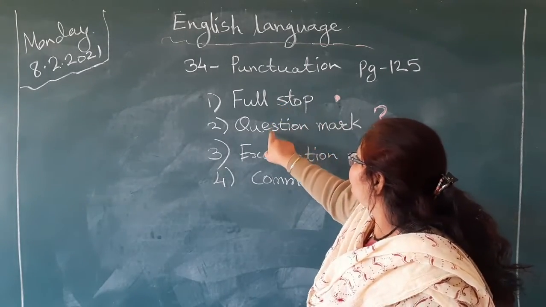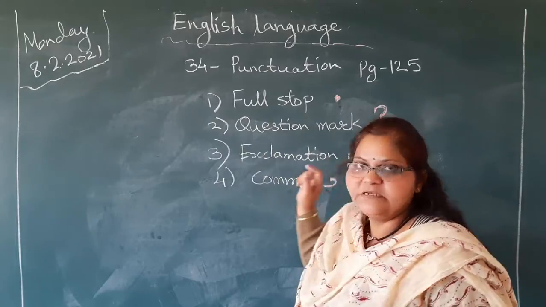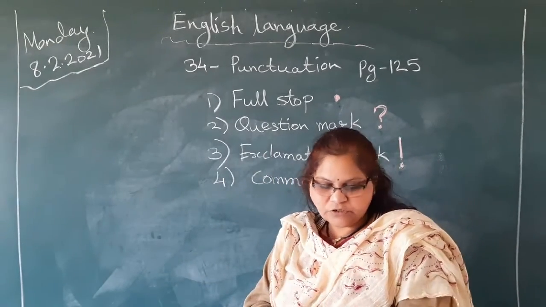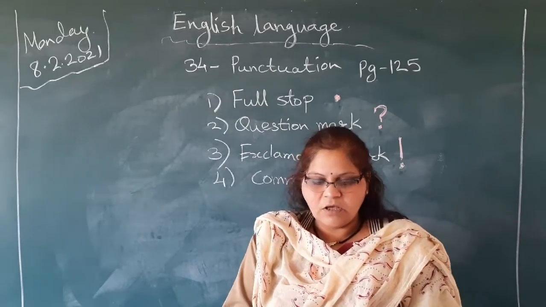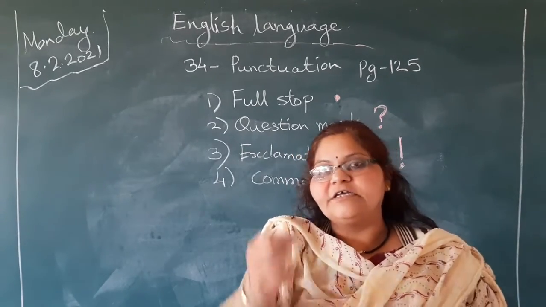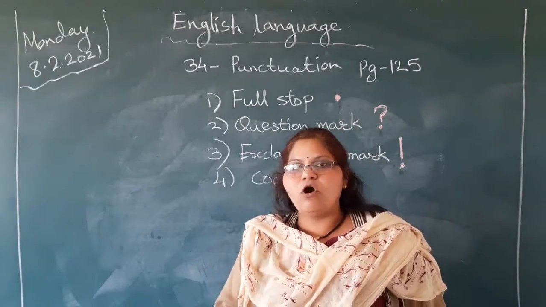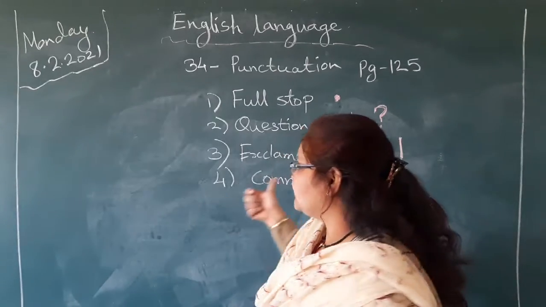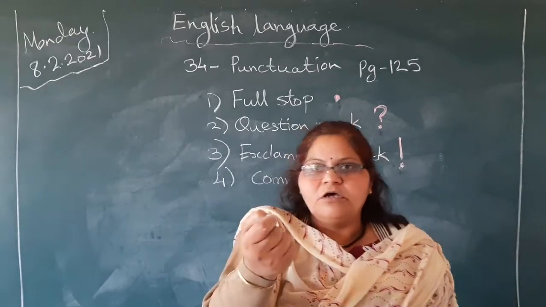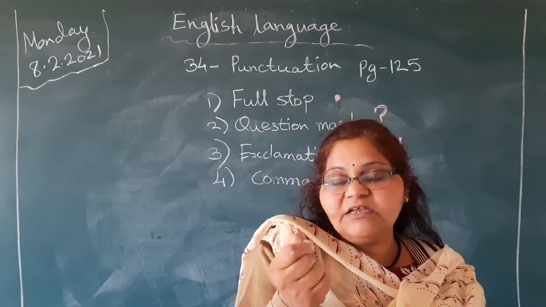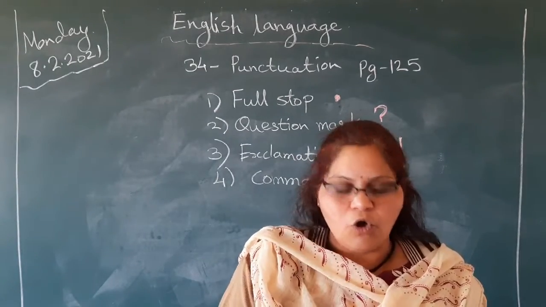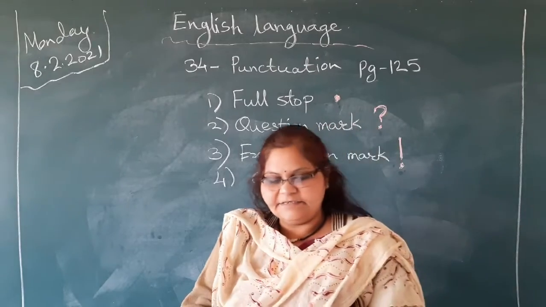So, the full stop, question mark and exclamation mark have been told to you. The next is the comma. The comma indicates the shortest pause. What is a comma? When you say some sentence, you have to pause yourself for a few milliseconds. Where the pause is there, we use a comma. That we are going to see later.